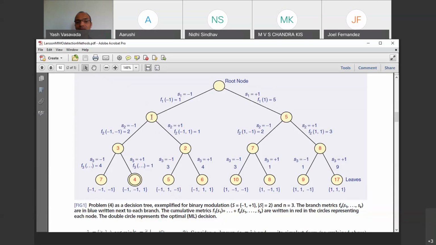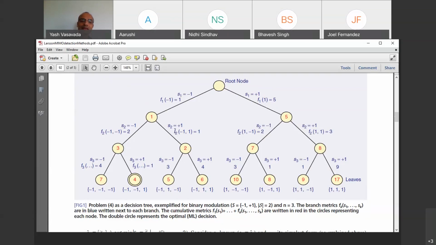Who can explain to me why it should have taken this path? Because the eventual distance. Yeah, the smallest distance is 4, and to get to 4, it should have taken this path. Then why did decision feedback take this path? Because it's like some heuristic algorithm which is evaluating some function at every step. Yeah, so why it took this path instead of this? Because F2 is smaller.